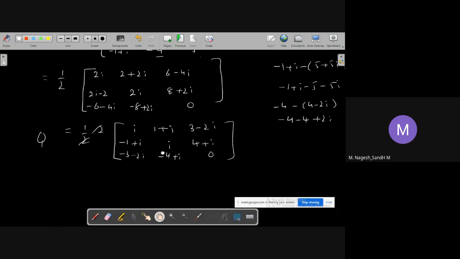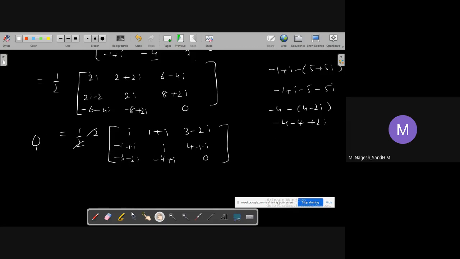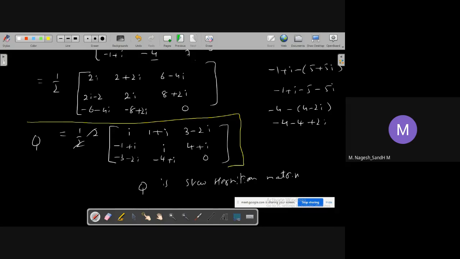So therefore, here Q is a... what is this Q? Q Hermitian. Q Hermitian matrix. Our target is, wait a minute, Q Hermitian matrix. Our target is to only find P and Q values. So you got Q matrix. You got Q matrix.